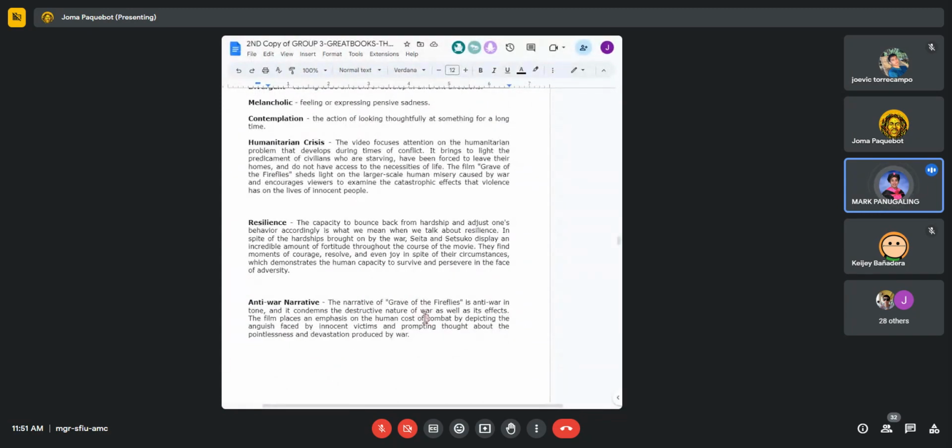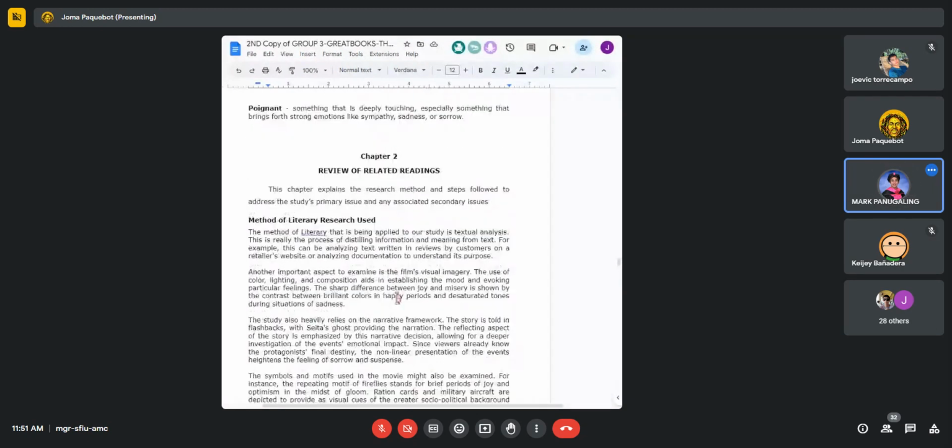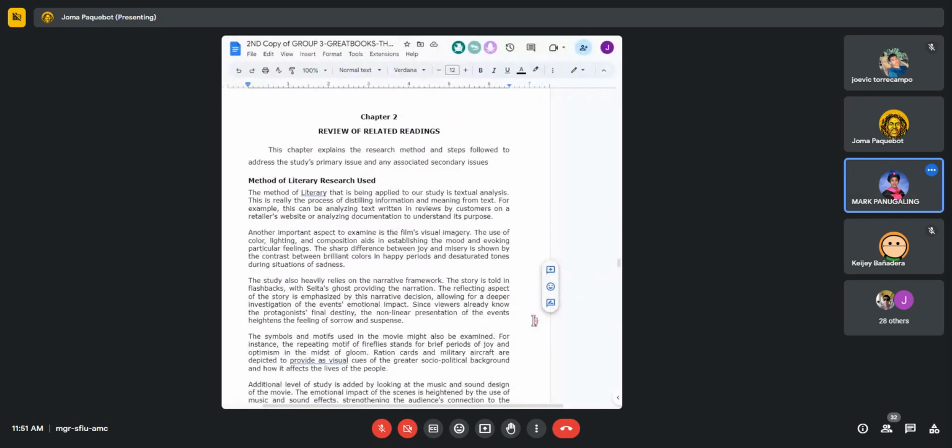Go on. Actually, very seldom would they ask questions about the technical terms. What is this? The method of literary research used. The method of literary research, not the literary theory that is being applied.